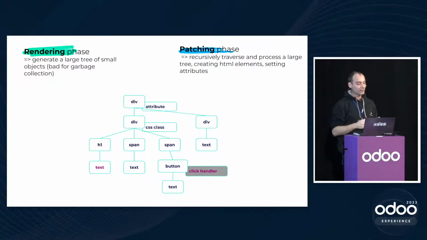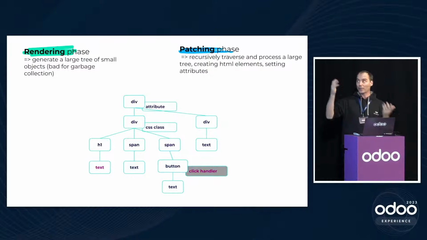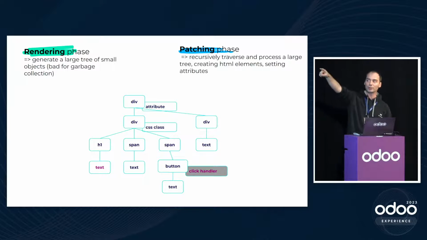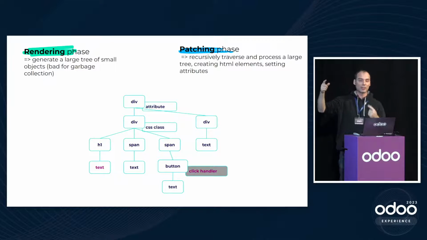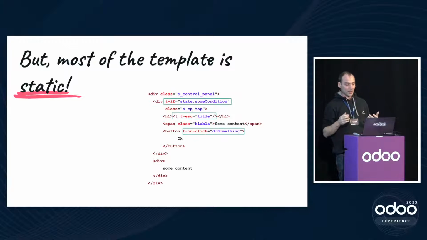And it's actually bad for garbage collection. For example, if you have a lot of small objects, then it will trigger the garbage collector very quickly. So it's not so good. Also, the patching phase will be slower, obviously, because you need to traverse that tree and then generate an HTML element for the outer div, then set its attribute, then generate another div element for its child, attach it to the parent div, and then generate the proper class, and then do that for every element individually. That's why it's kind of slow. Okay? So, the question is, how can we solve that?